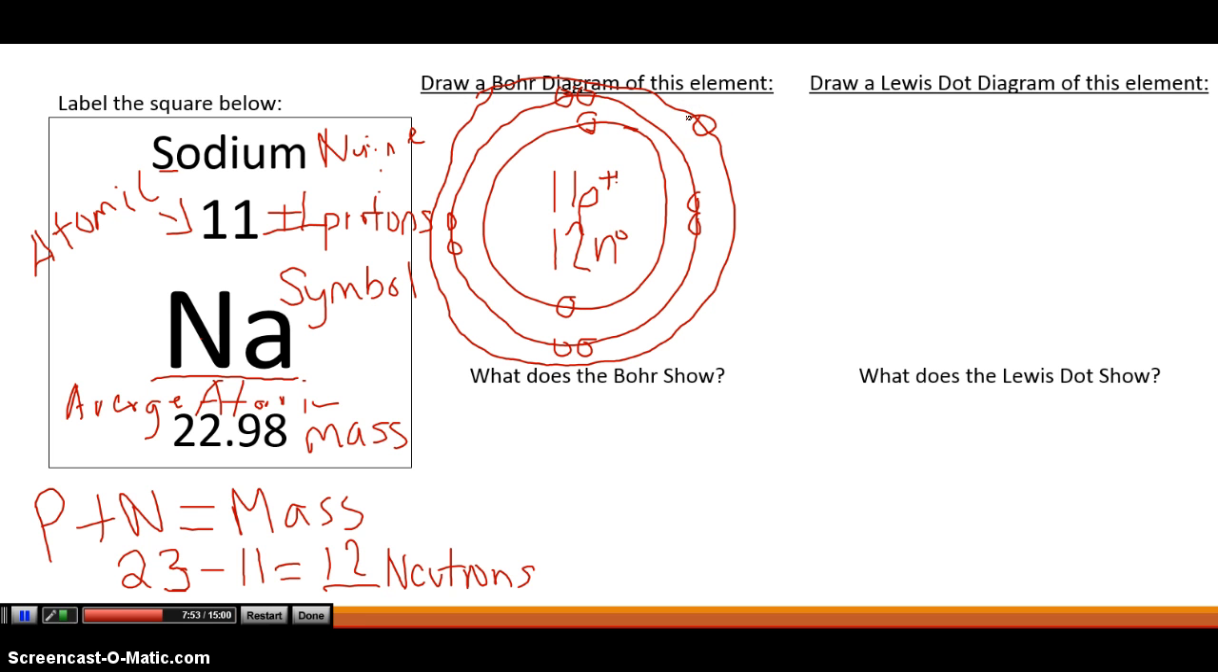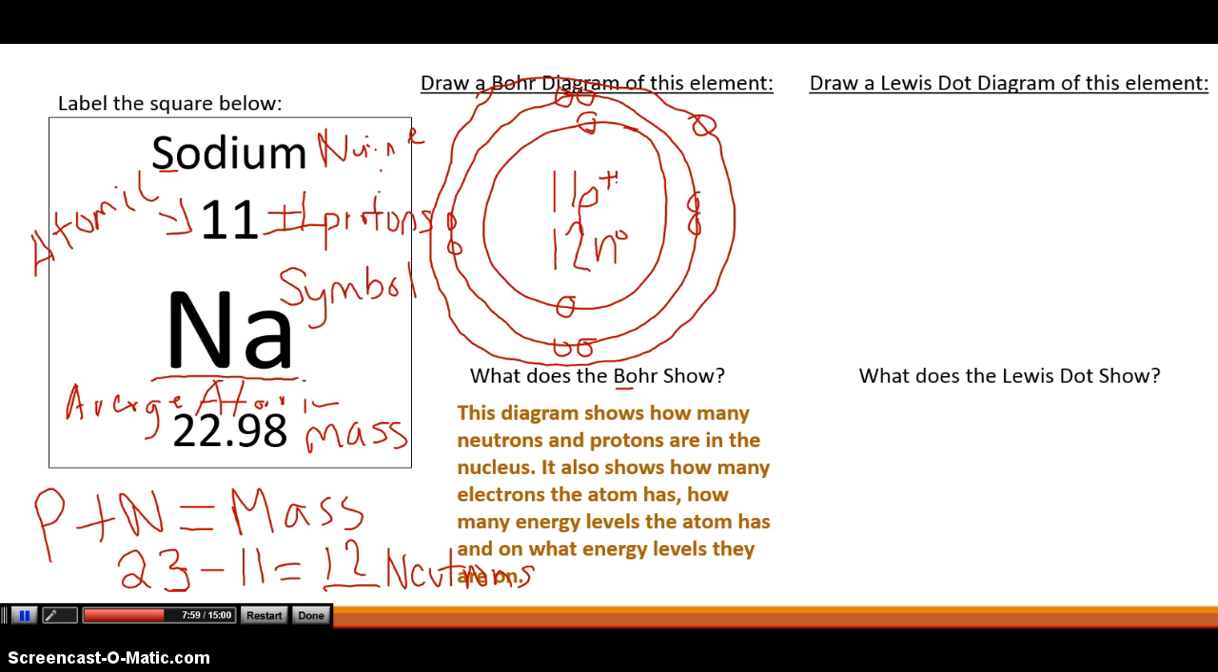What does the Bohr diagram show? This diagram right here that we just drew is called the Bohr diagram. This diagram shows how many neutrons and protons are in the nucleus. It also shows how many electrons the atom has, how many energy levels the atom has, and on what energy levels those electrons are on.